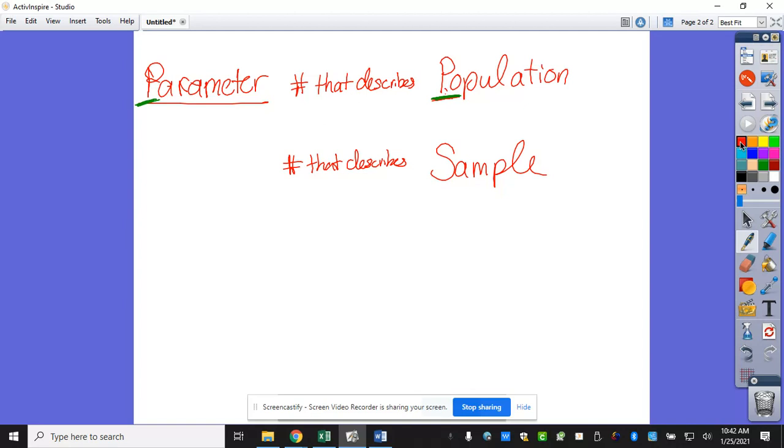Let's say we did it just for our class, for the seniors in this class, say it's a 3.5, that would be a statistic. So this is your, I think, second one. So a statistic describes a sample. A parameter describes a population. And so that's vocab that you need to know the difference in.